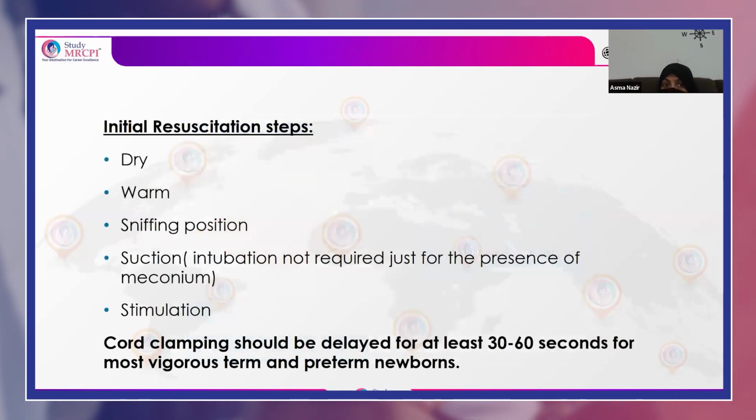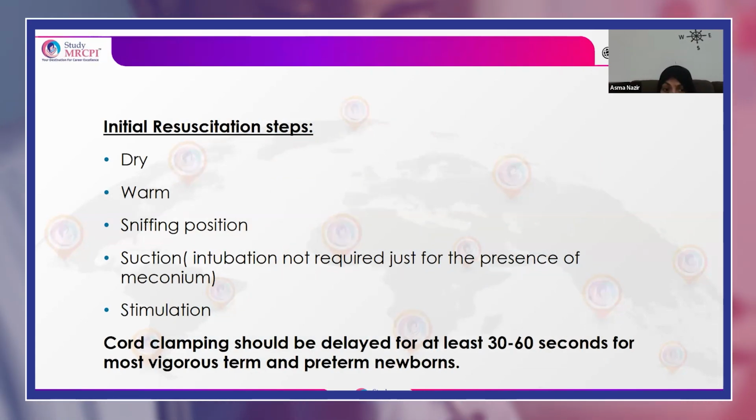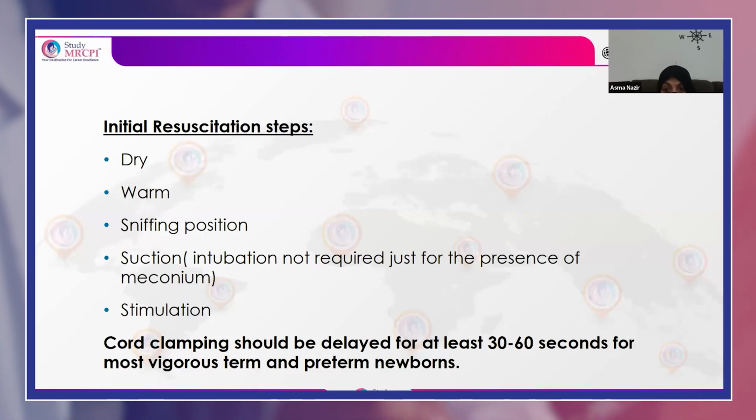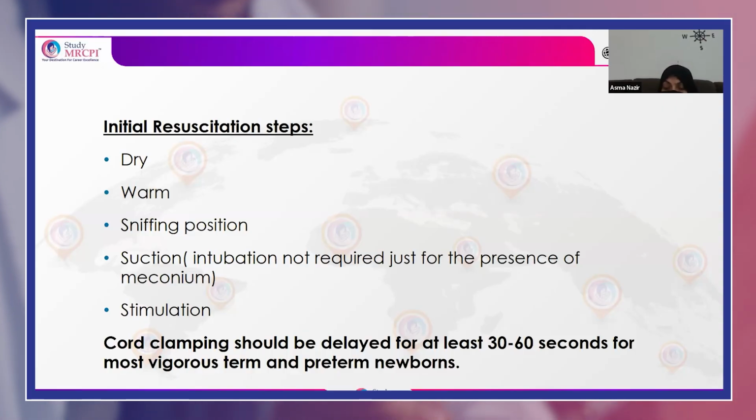What are the initial resuscitation steps? We have to keep the baby dry, keep the baby warm, sniffing position, suction. If intubation is not required, just for the presence of meconium, we have to do the suction, and we have to stimulate the baby if the baby is not crying. Cord clamping should be delayed for at least 30 to 60 seconds for most vigorous term and preterm newborns.